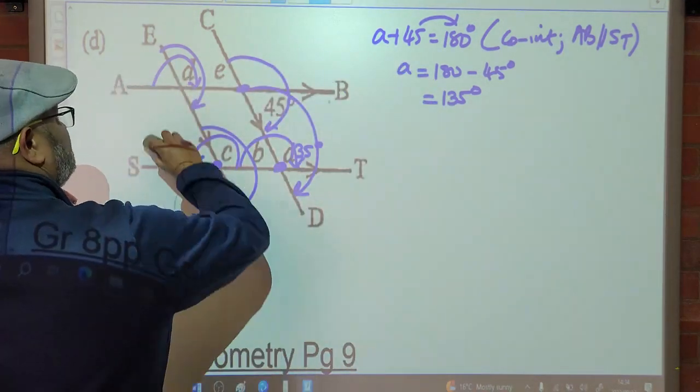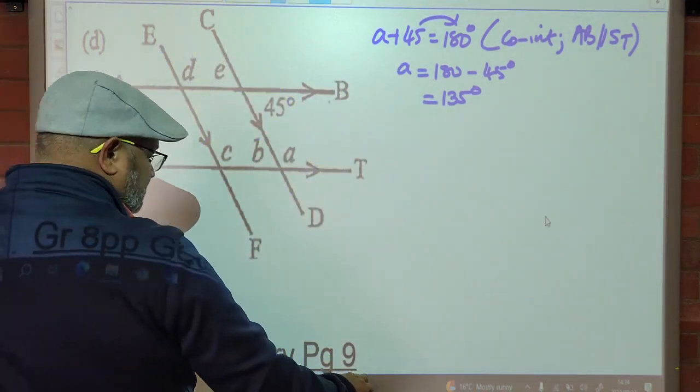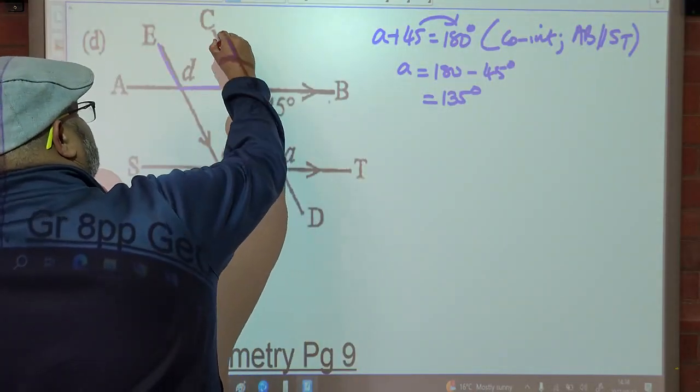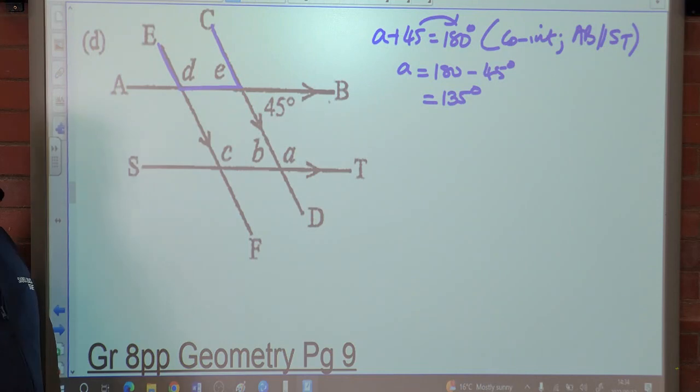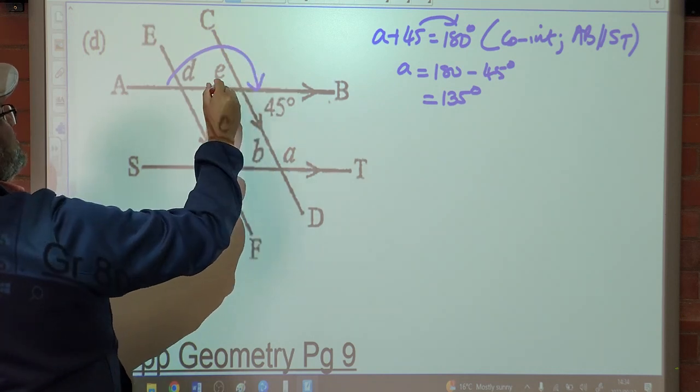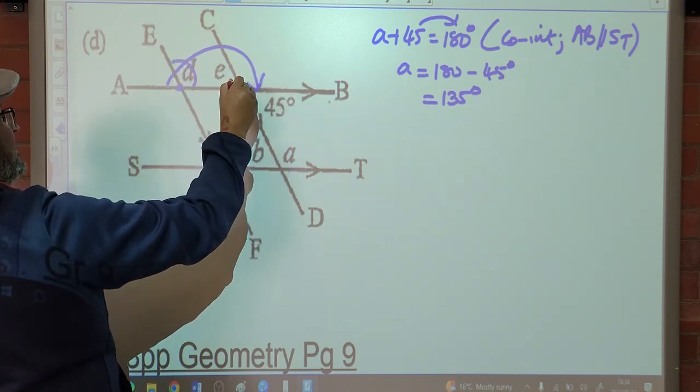Okay. So why did you say D plus E? D and E. D plus E. No. But D plus E is 180. That was angles on a straight line. No. Because this is the angle D and that is angle E.